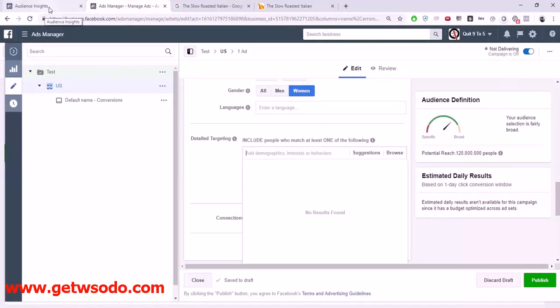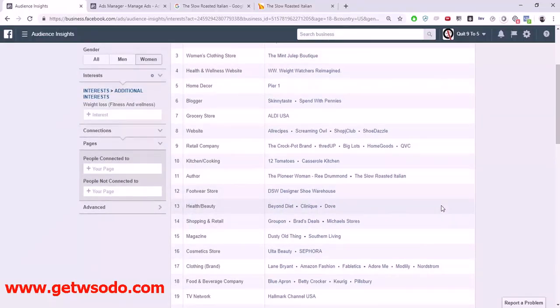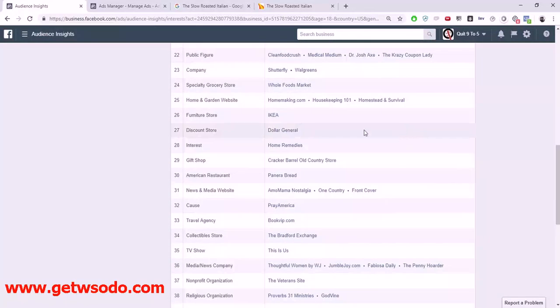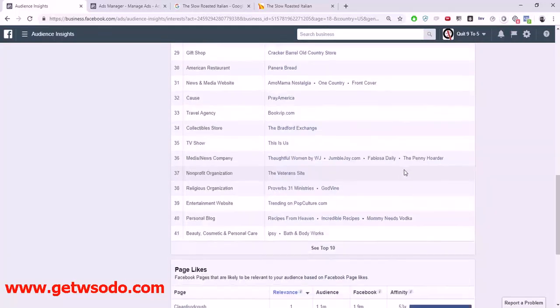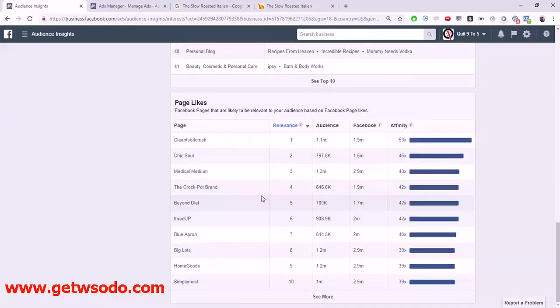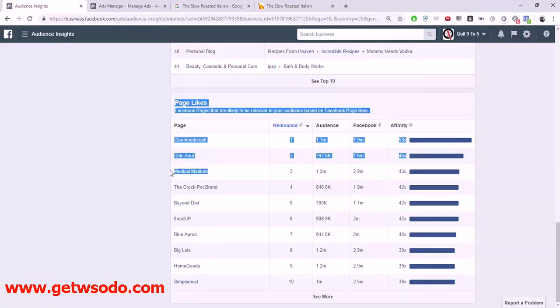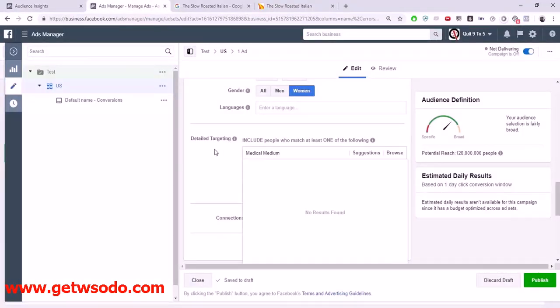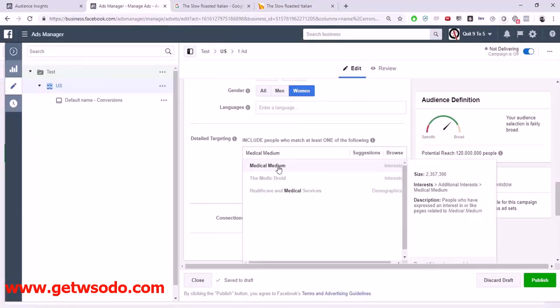So let's plug something else in. So there's a bunch of different things on here. See, like a furniture store, IKEA, discount store, TV show. So there's just a bunch of fresh ideas. Let's see, page likes. So you can see actual pages on here. Now, pages are sometimes hard to find in your suggestions. Medical Medium. Let's try this one. Medical Medium. There you go.